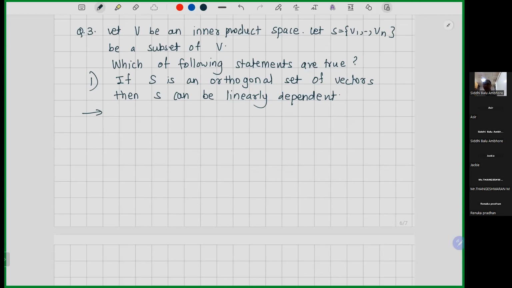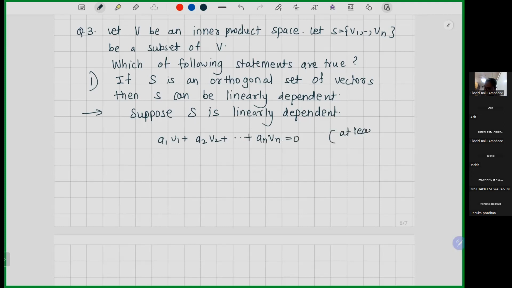Okay. Since it is given that S is an orthogonal set, suppose S is linearly dependent. What does linear dependence mean? That is the basic definition. This implies that a1 V1 plus a2 V2 plus ... plus an Vn is 0, and at least one of the a_i is non-zero, right?